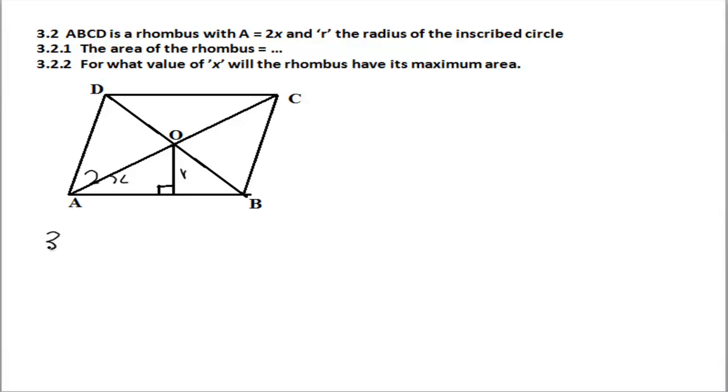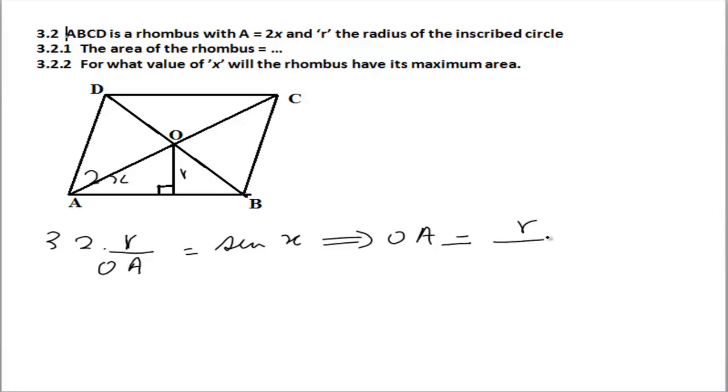So looking at 3.2.1, and if you look at r over OA, now we know that the diagonal bisects. So if you've got 2x here, each angle is x. So r over OA is equal to sine x. So OA is equal to r over sine x.